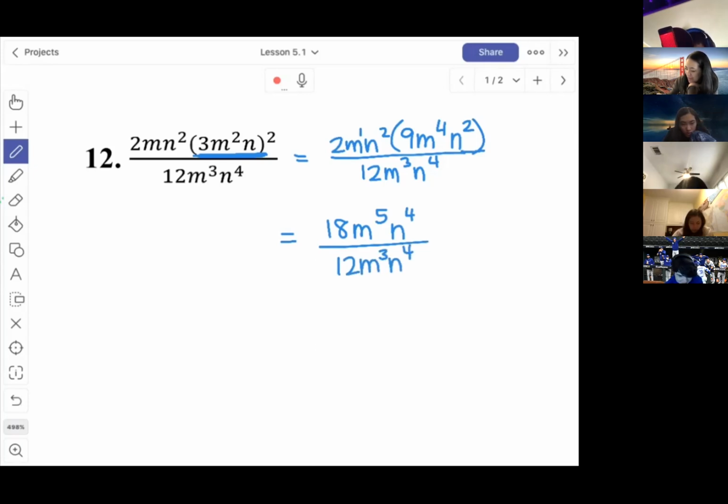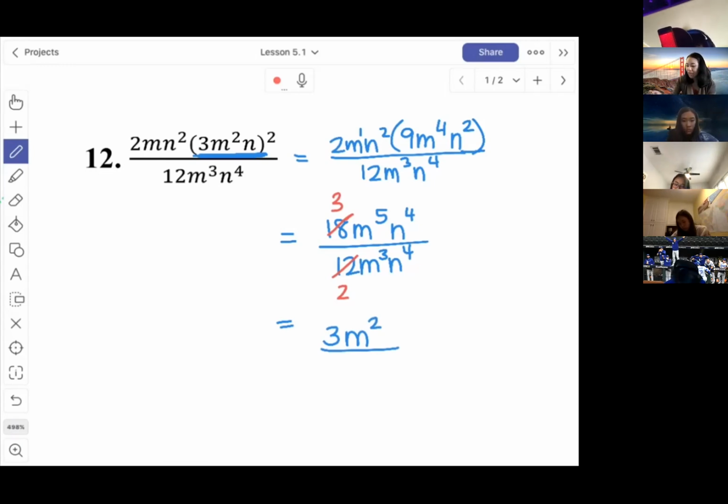Okay. And then now let's simplify 18 over 12. What does that reduce down to? 3 over 2? Good. All right. So 3 over 2, and then m to the 5th over m to the 3rd, that'd be m to the 2nd power on the top, because it's 5 minus 3, it's positive. So it would stay on top.